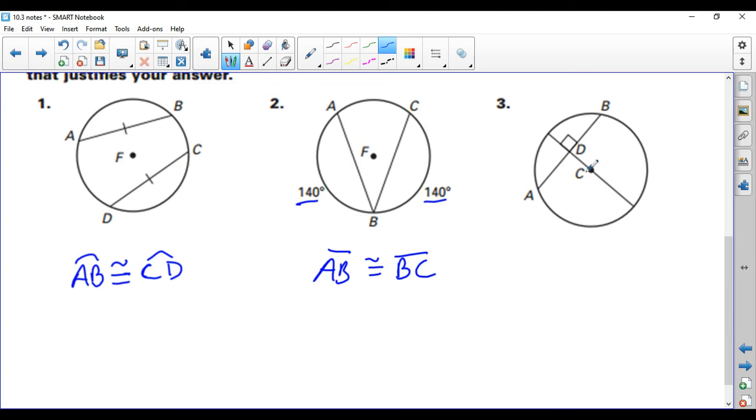In this picture, we know that this segment is a diameter because it goes through the center, C, and it is perpendicular to the chord AB. What does that tell us? It tells us that it must bisect the chord. So AD is congruent to BD. Also, if we added a name for this point on the circle, we also know that that arc has to be bisected. So arc AX must be congruent to arc BX.